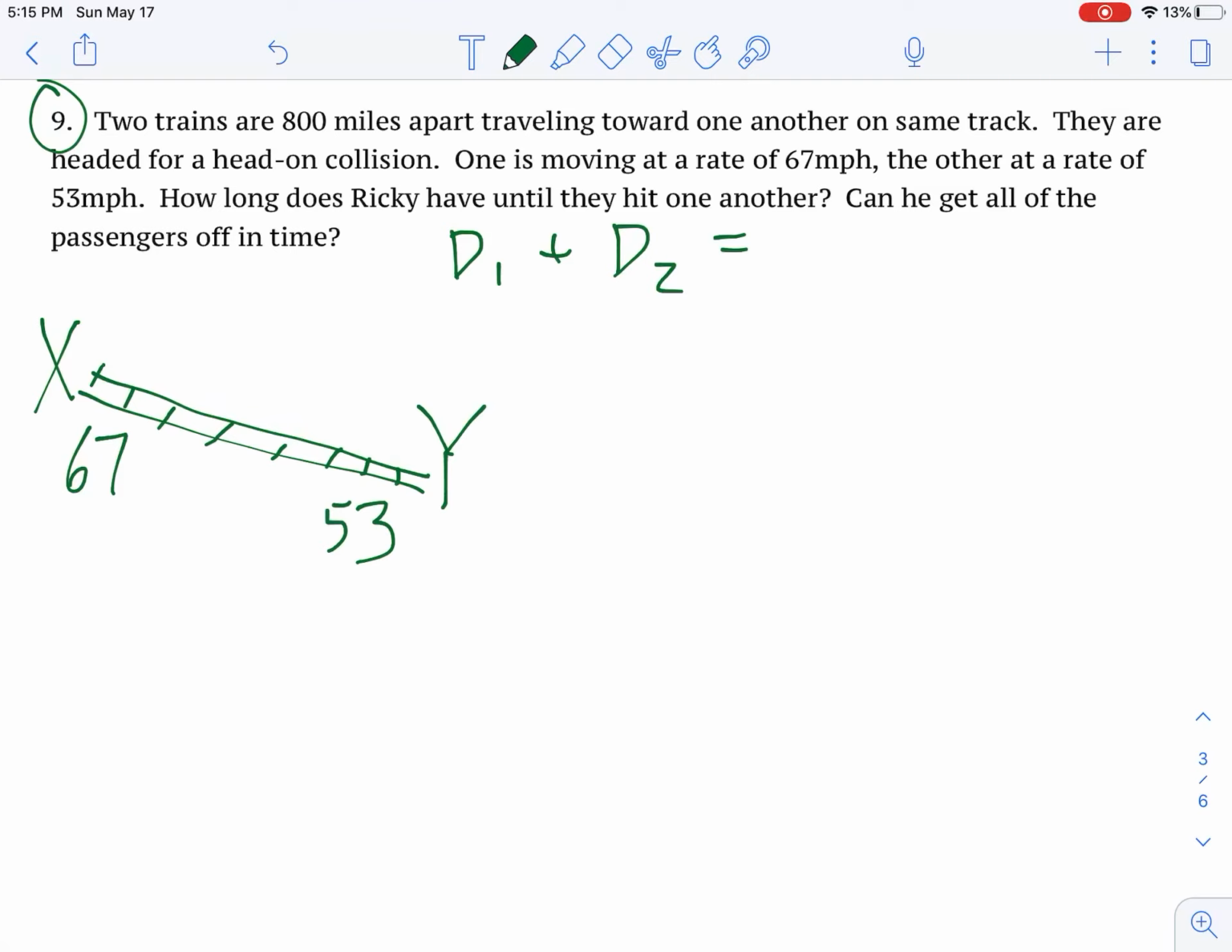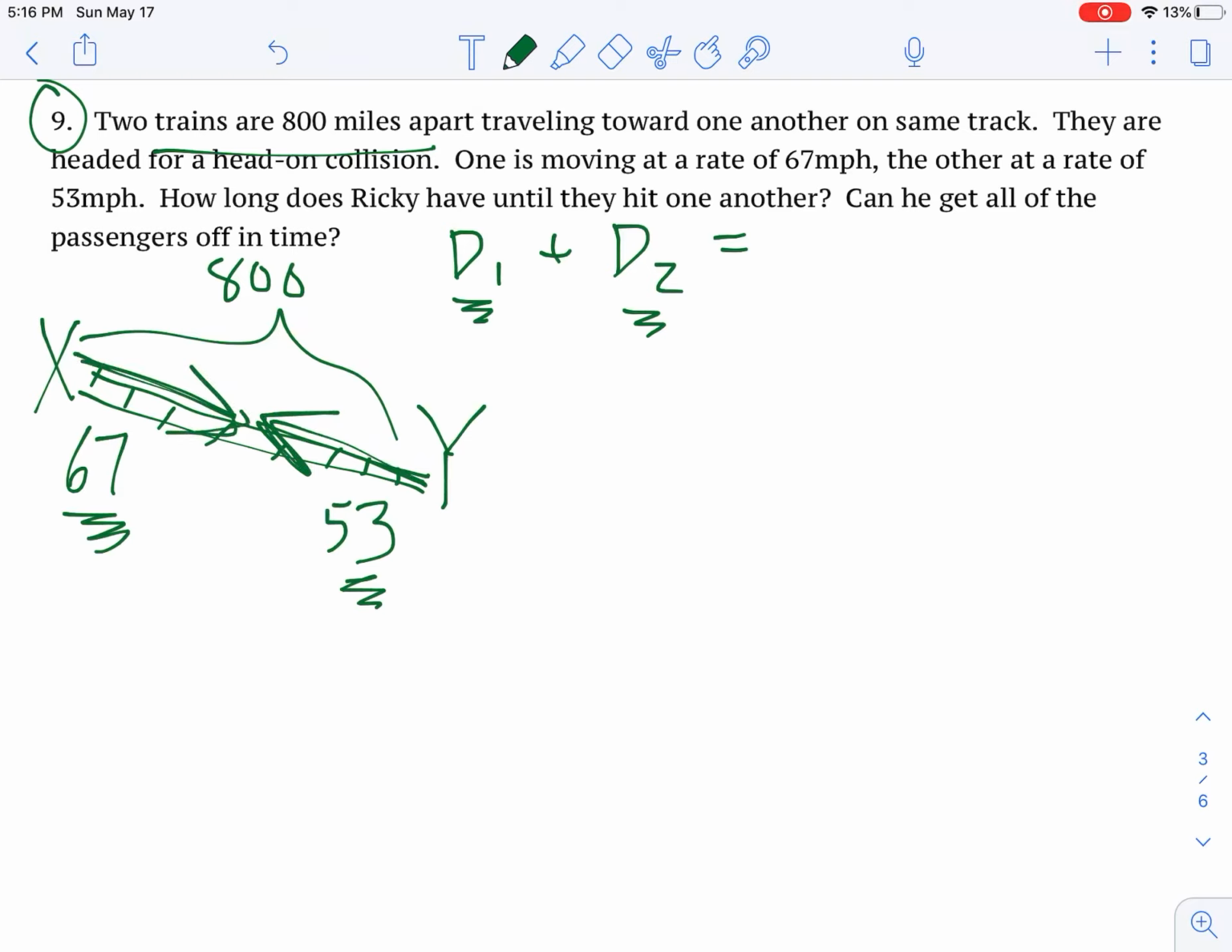We just want to find out how long it is going to take for those trains to meet. Now, they started 800 miles apart. So the distance that this one train goes and the distance this other train goes: he has to go some portion of the 800 miles, and she has to go another portion of the 800 miles. Are they going to go exactly the same? No, because they don't have the same rate. And again, we are assuming that they are traveling the same amount of time, or they're leaving at the same time. So the distance of the one plus the distance of the other is going to equal 800.